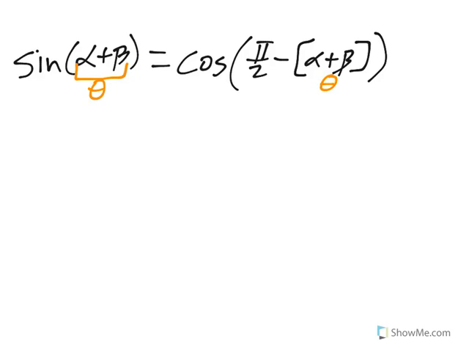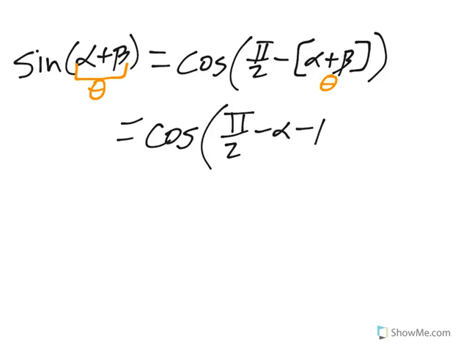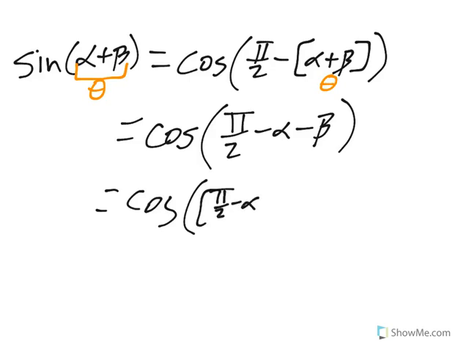All right, this next move to me is super clever. Just wiggling around on what's going on inside, that's pi halves minus alpha minus beta, just distributing that. And what I'm going to do is say, okay, that's the cosine of pi halves minus alpha, minus beta. So kind of rearranging who's doing the association.